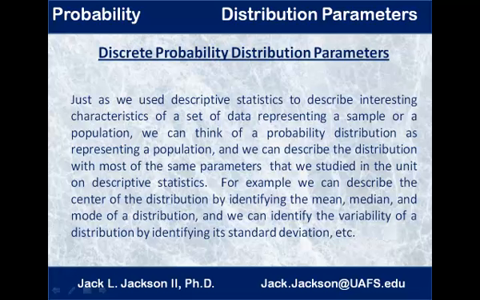Just as we use descriptive statistics to describe interesting characteristics of a set of data that may have been from a sample or may have been a population, we can think of a probability distribution as representing a population. And then we can describe the distribution with most of the same parameters that we studied in the unit on descriptive statistics. For example, we can describe the center of the distribution by identifying the mean, median, and mode of a distribution. And we can identify the variability of a distribution by identifying its standard deviation or variance and so forth. We can talk about skewness and so forth. So all the different kinds of things that we talked about in describing a population with parameters.